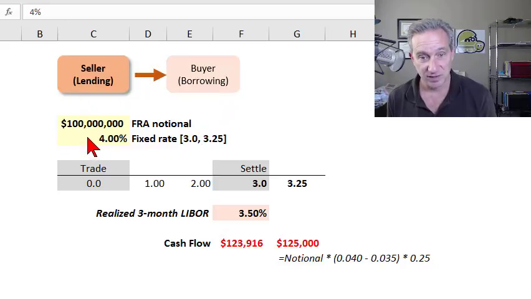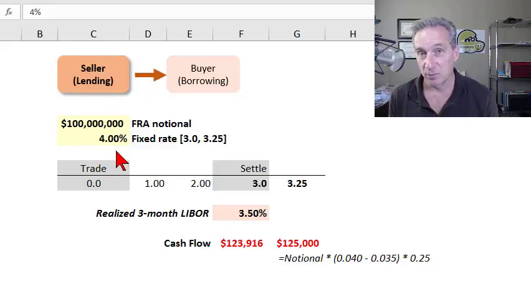As in my previous example, I'll assume that the notional on this contract is $100 million. Recall, this is not a loan, no principal is invested. The notional is simply referenced for purposes of the payoff. The FRA does need to have a fixed rate, and so this is 4% per annum. So our seller is looking to lock in the 4% as a fixed lending rate.